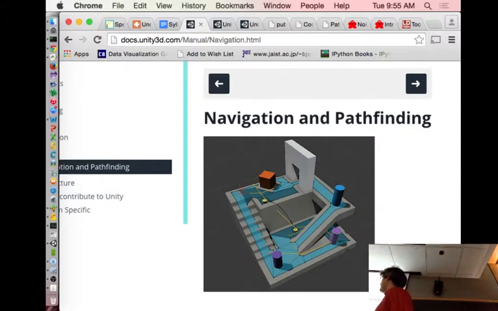This is from the Unity documentation. They have a nice system which we'll explore for doing navigation and pathfinding, but we need to know the sort of theory behind what's going on. How does it fit together? Navigation and pathfinding is a particular type of search.